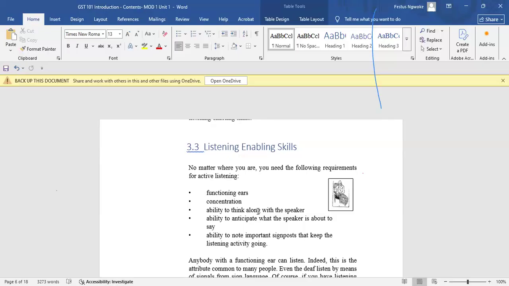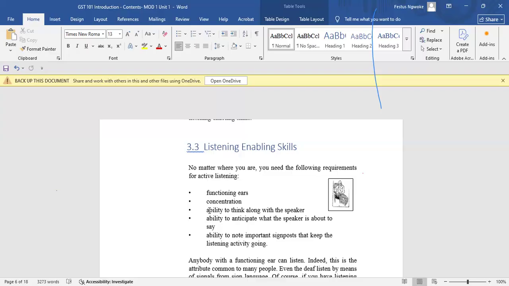For instance, I can say "a stitch in time." So one who hears it will know that I'm using an idiomatic expression, a fixed expression: a stitch in time saves nine.